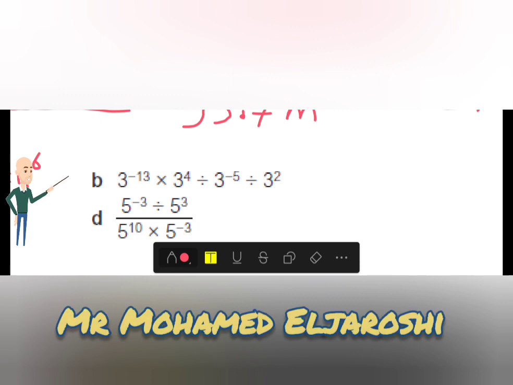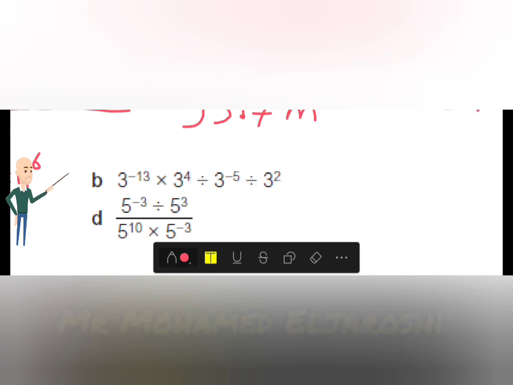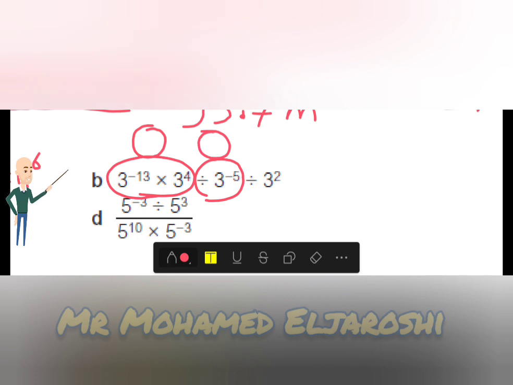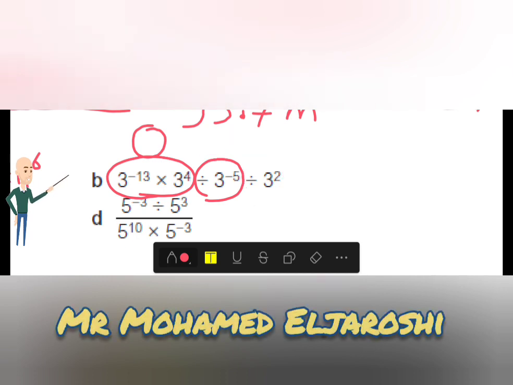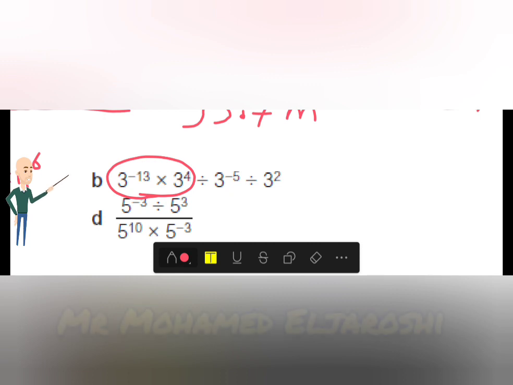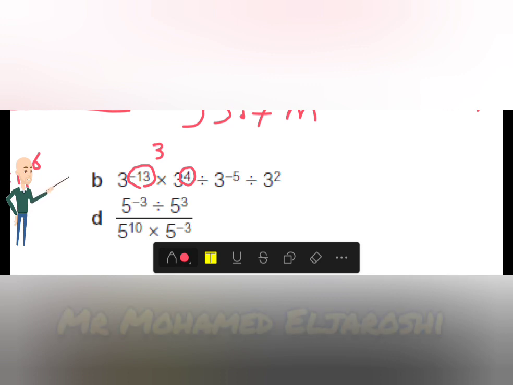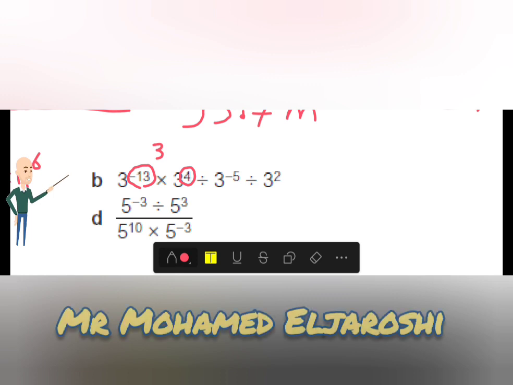Very good. Now, the next one, question B, same idea. When you have a question like this, you can put it all in the calculator as it is, or you can go step by step, answering these and taking the answer with this, and then taking the answer with this, okay? Now, let's do it together. Here, we have 3 power of negative 13 and 3 power of 4 multiplied. So we add the powers. So it's going to be 3 power of what? Negative 13 plus 4. You write it with a calculator. Negative 13 plus 4 equals negative 9. So power of negative 9.